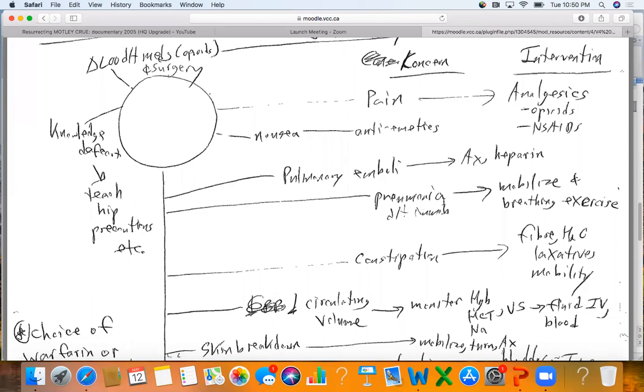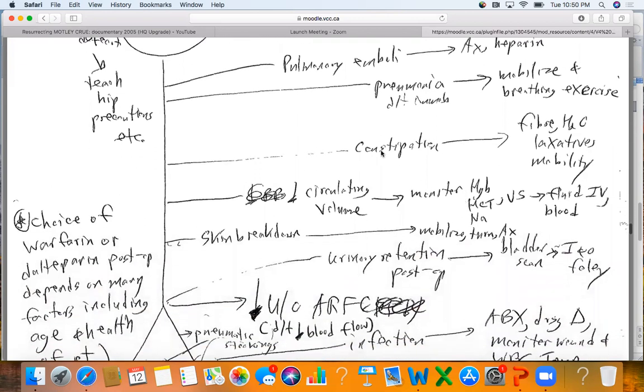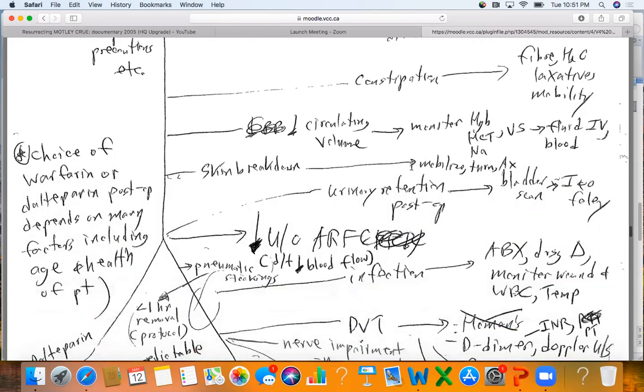Pneumonia, anyone's at risk for pneumonia who's in bed for a long time and is at risk for atelectasis, which can lead to pneumonia. A lot of the stuff here is pretty straightforward. Want to monitor your hemoglobin, your hematocrit. They've lost blood in surgery. Sodium for dehydration, your vital signs. They might need IV fluids. They might need blood. Skin breakdown, they need to be repositioned every 2 hours.